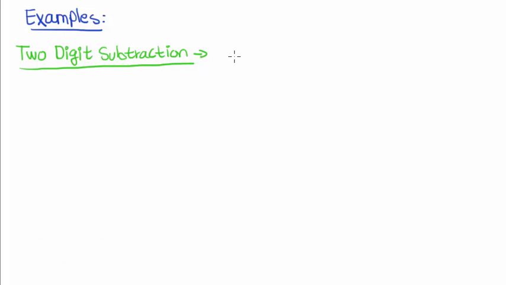Let's say I have something like, what is the answer to 66 minus 39? I write this problem in the same manner as I set up the addition problem. The only difference is that instead of writing a plus here to symbolize addition, I write a minus over here to symbolize subtraction. So now let's get to work.